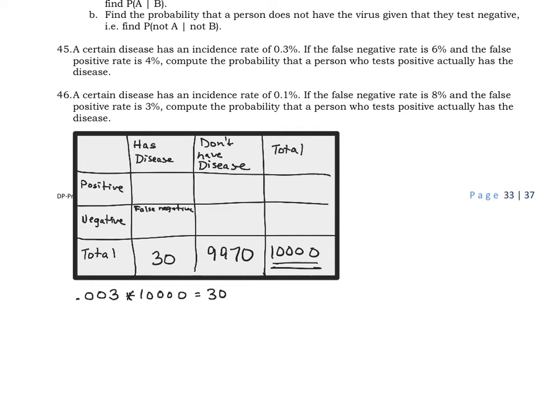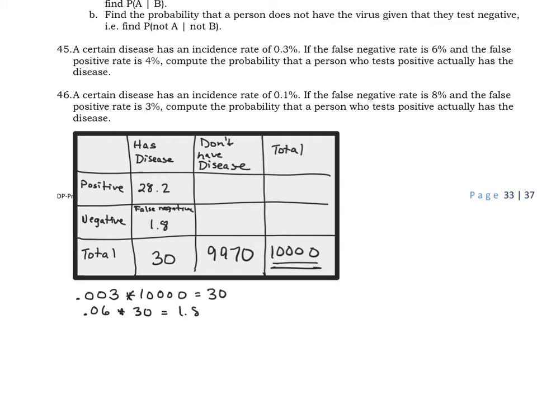Okay? So the false negative rate is 6%, so moving the decimal 2 places to the left, of the 30 who had the disease is going to give us 1 8/10. And to figure out the people who tested positive who had the disease, will be 30 minus 1 8/10, which is 28 2/10.